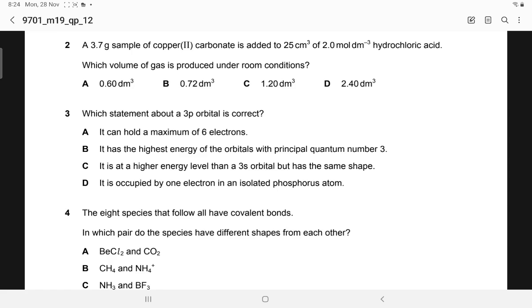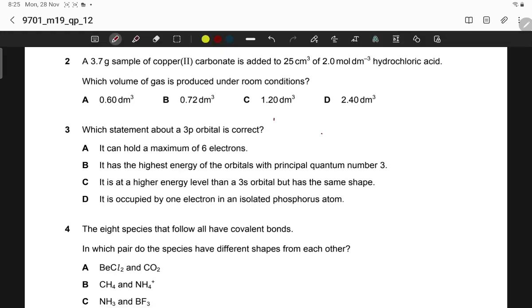Today I will discuss more questions of past papers from 2019 onward. Let's start. This question is of copper 2 carbonate, the reaction of copper 2 carbonate with HCl. The question is: a 3.7 gram sample of copper 2 carbonate is added to 25 centimeter cube of 2 mole per dm cube hydrochloric acid. Which volume of gas is produced under room conditions? For this question, first you have to write down the chemical equation.